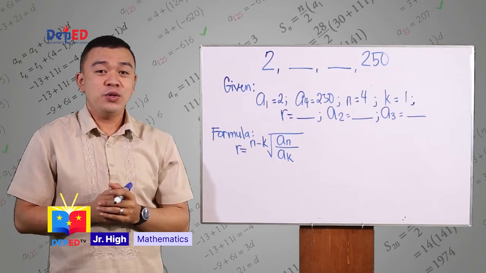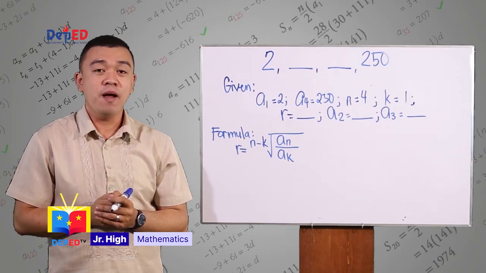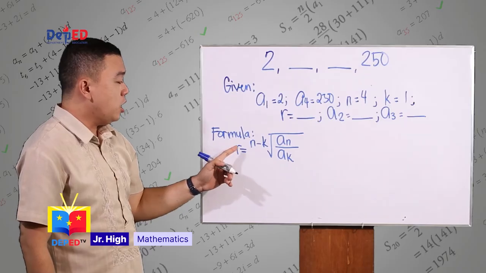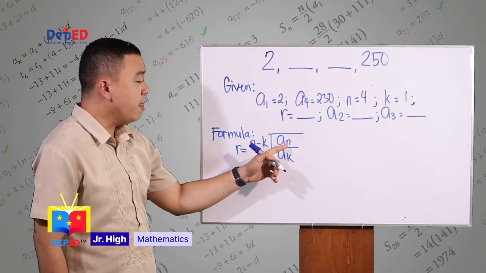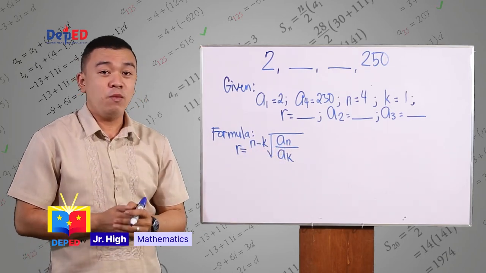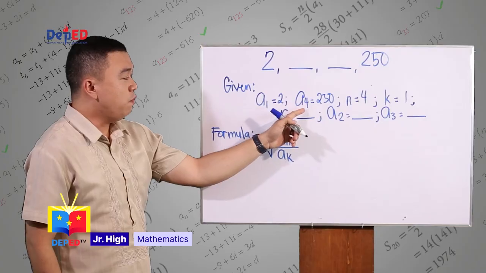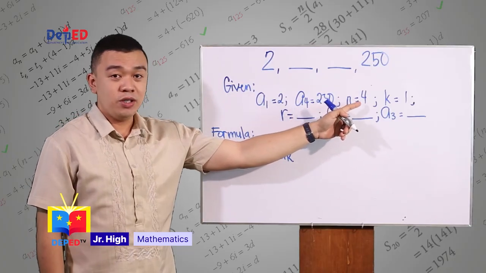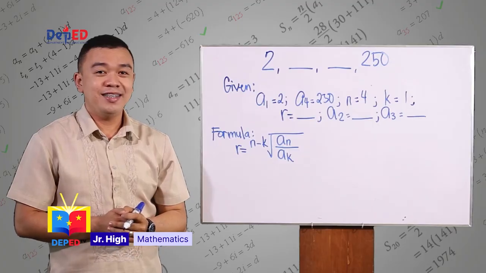So, to insert terms, let us identify first the common ratio by using the formula r is equal to the n minus k root of a sub n all over a sub k. With the given, a sub 1 is equal to 2, a sub 4 is equal to 250, our n is equal to 4, and k is equal to 1.